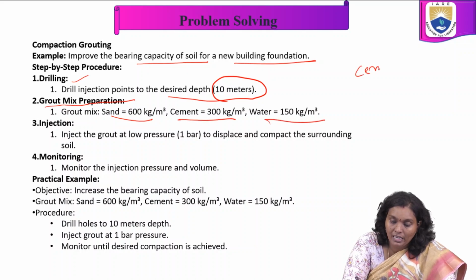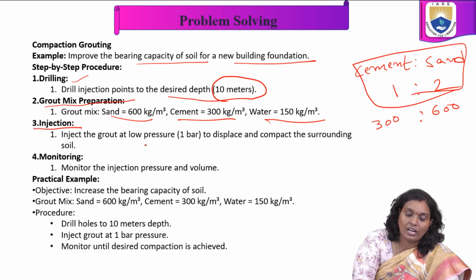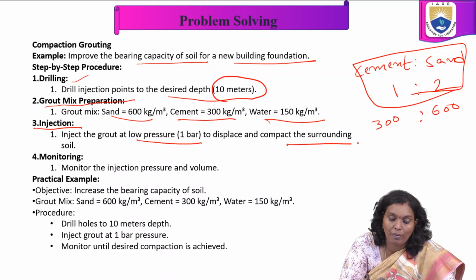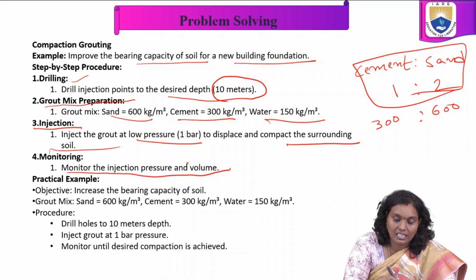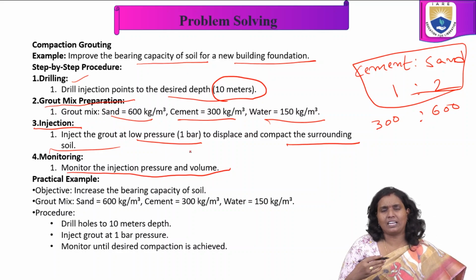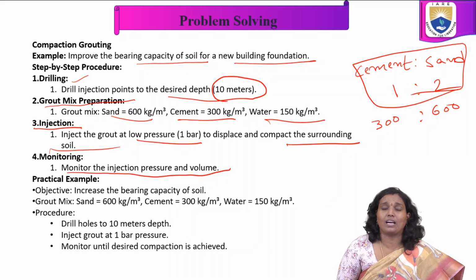It means cement and fine aggregate, that is nothing but the cement and sand mix proportion ratio is 1:2, 300 and 600. So within the 1:2 ratio, we prepare the grout mix. That mix we are going to inject at a lower pressure of 1 bar to displace and compact the surrounding soil. Now monitor the injection pressure and volume. So we are monitoring the injection pressure and the volume, whether we reach the desired or required property for bearing capacity for a new building.